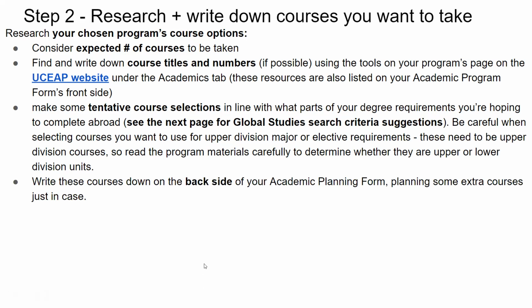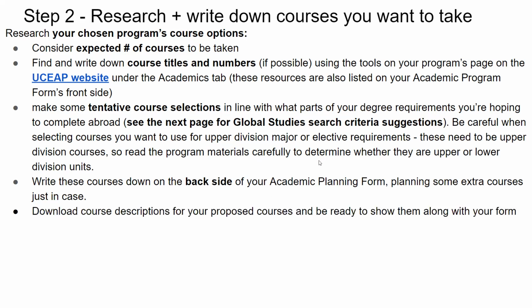And then once you have potentially some course lists in mind or some course ideas in mind, you're going to write those courses down on the back side of your academic planning form. We do recommend that you plan some extra courses just in case, just like you would in a regular academic quarter at UCSB. There's a high probability that you could get there and they could cancel the course that you really were excited about taking, or thought might fit your major requirements really well, or maybe the course is full and they can't accommodate more students, or just for whatever reason you have to make different course selections. It's nice to have backups in mind in case that happens to you, so that you can be confident that you're making good course selections, even if you have to change your mind later.